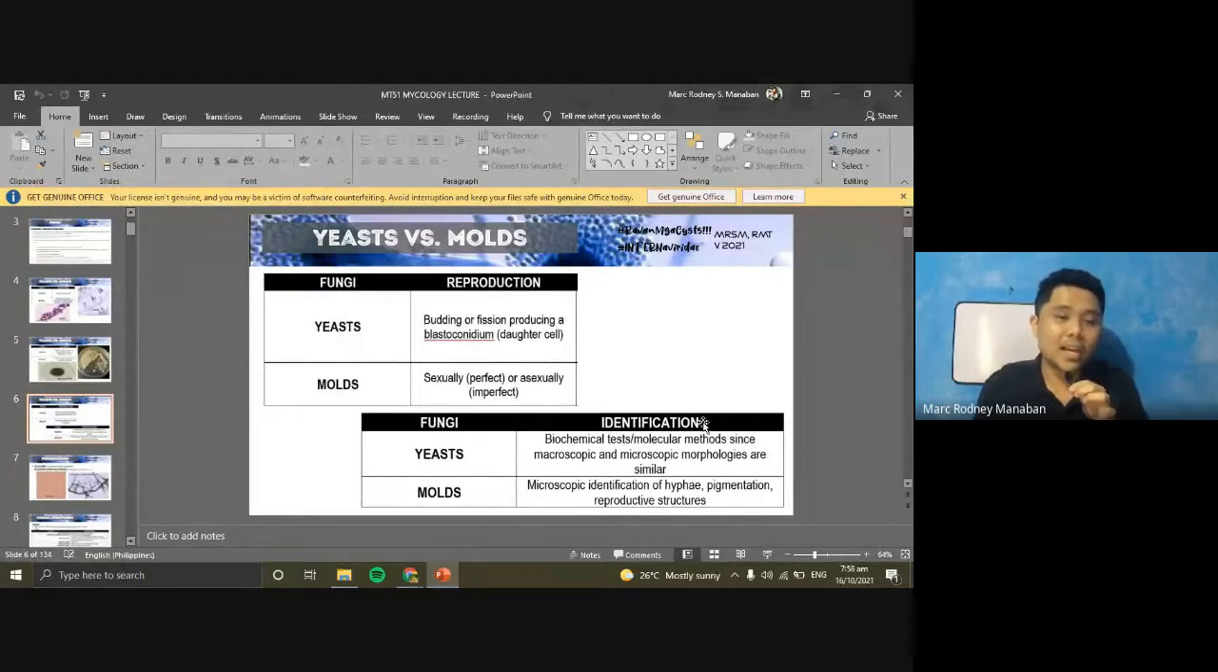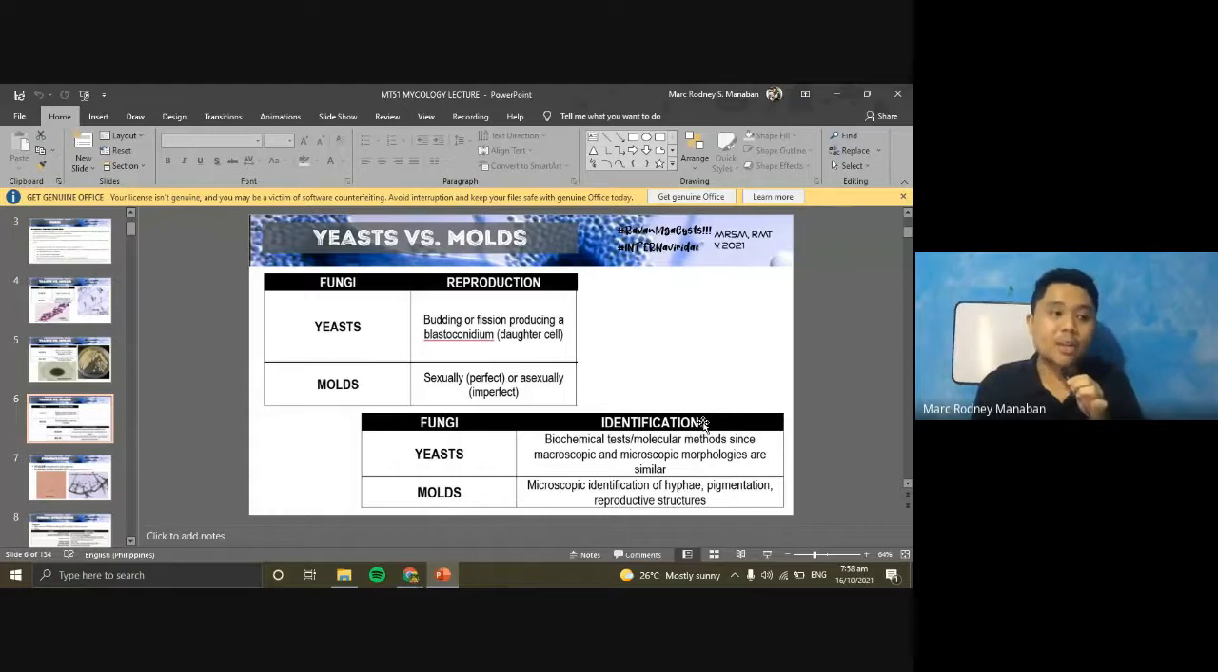Now, for the molds, they can reproduce asexually. And when they reproduce only asexually, they are known as imperfect fungi, all right? And they can also reproduce sexually. If they have a sexual stage, or if they can reproduce sexually, then they are termed perfect fungi. Imagine, you are called perfect if you have a sexual stage, and imperfect if none, di ba? Grabe naman.